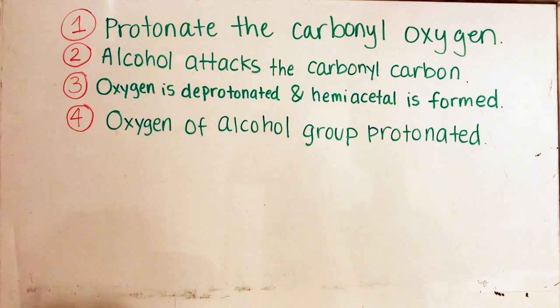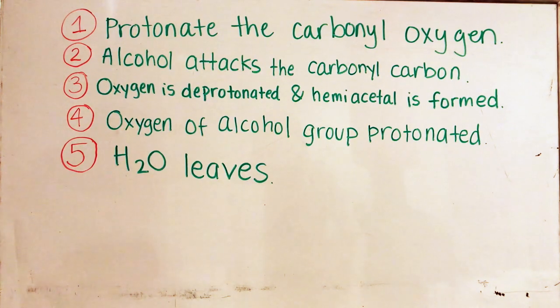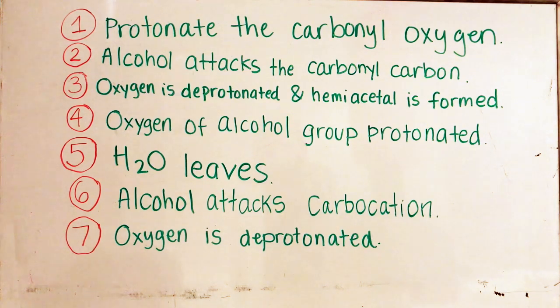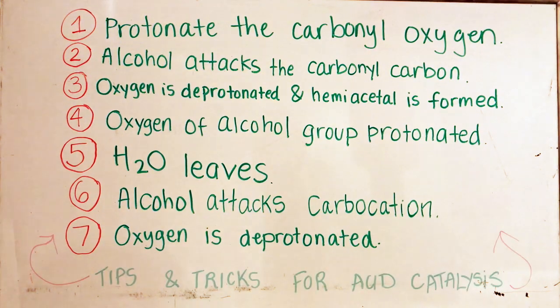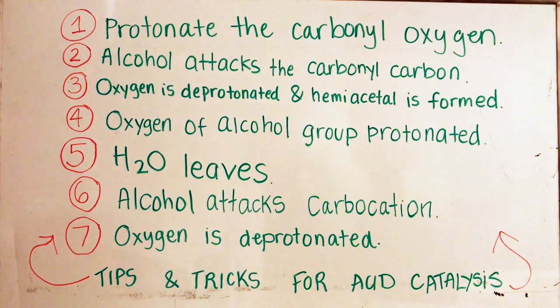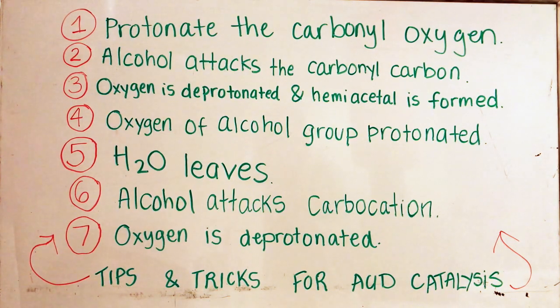Four, oxygen of the alcohol group is protonated. Five, H2O leaves. Six, the second equivalent of alcohol attacks the carbocation. And seven, oxygen is deprotonated and the acetal is formed. So these helpful general steps I have are for the acid-catalyzed reaction of acetal-hemiacetal formation. Now, it is important to remember that these are very general steps, and they're really something that you should just tick off in your head as you work through the mechanism.